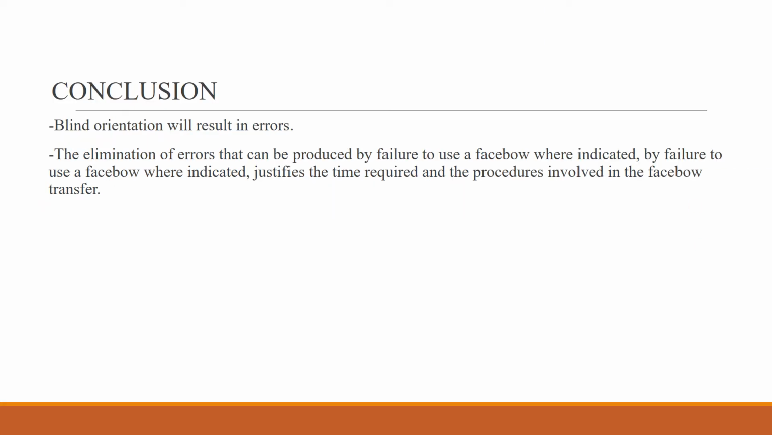Okay, so coming to the conclusion for the FACEBOW topic. Blind orientation will result in errors. The elimination of errors that can be produced by failure to use a FACEBOW where indicated justifies the time required and the procedures involved in the FACEBOW transfers. So basically, this is used to eliminate the errors, the accuracy is proper, and the time required is less than doing a normal orientation position.